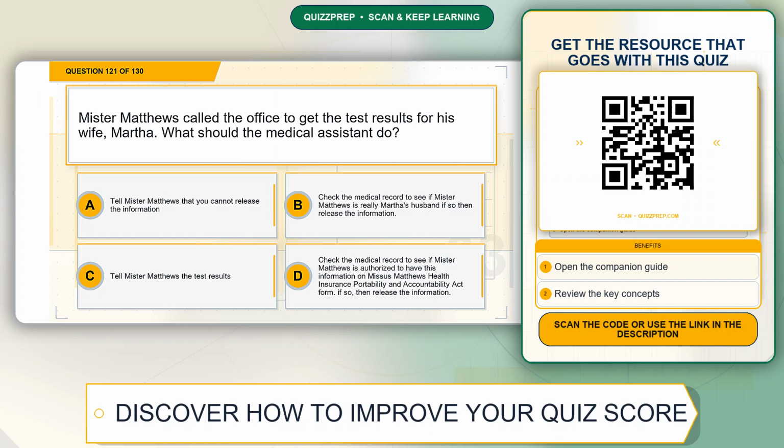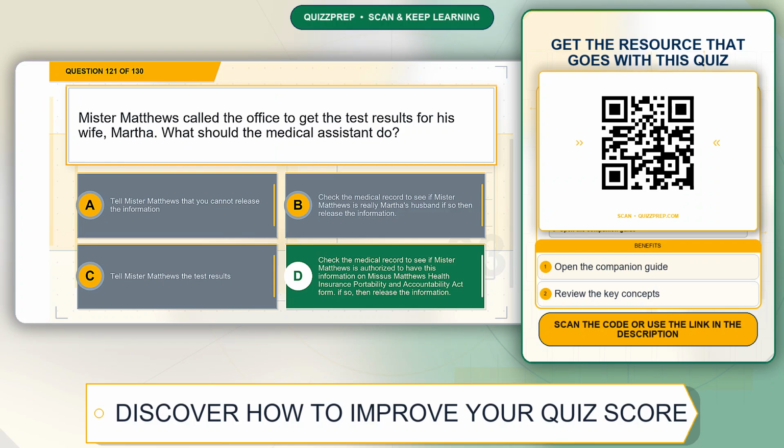Question 121. Mr. Matthews called the office to get the test results for his wife, Martha. What should the medical assistant do? Option A, tell Mr. Matthews that you cannot release the information. Option B, check the medical record to see if Mr. Matthews is really Martha's husband, if so then release the information. Option C, tell Mr. Matthews the test results. Option D, check the medical record to see if Mr. Matthews is authorized to have this information on Mrs. Matthews' Health Insurance Portability and Accountability Act form. If so, then release the information.